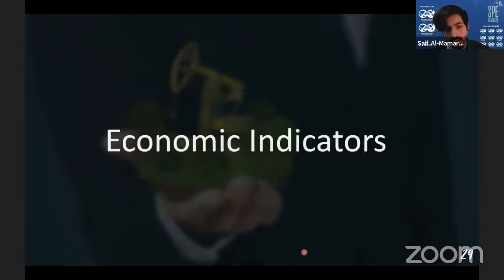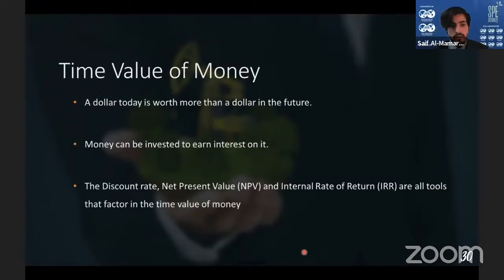So the next section is the economic indicators. Here we'll talk about what those indicators are and what their purpose is. But starting off, I want to introduce the concept of time value of money. This concept is really important in economics and finance. It basically means that a dollar today is worth more than a dollar tomorrow, which sounds very simple and basic, but it's the concept that drives all investment decisions.